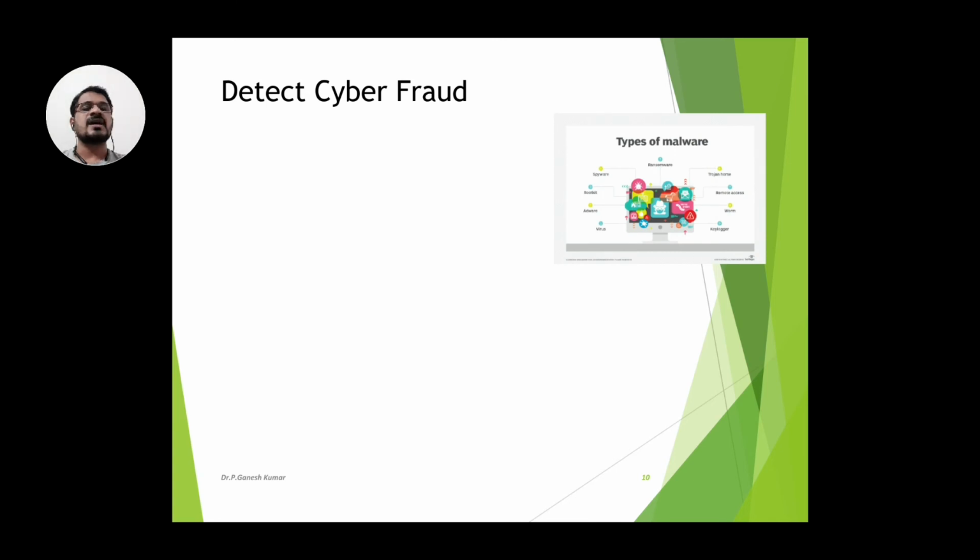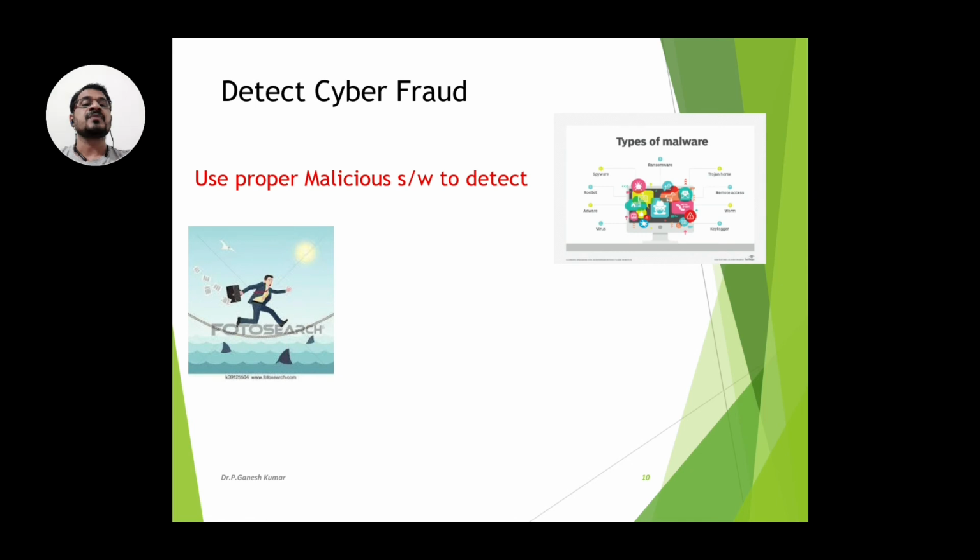One is the different types of malware. There are a lot of malwares available in the cyber world. So use proper anti-malicious software to detect any viruses, trojans, or anything else that may come into your system or not. Your system should be safe. And the second important thing is the actions.